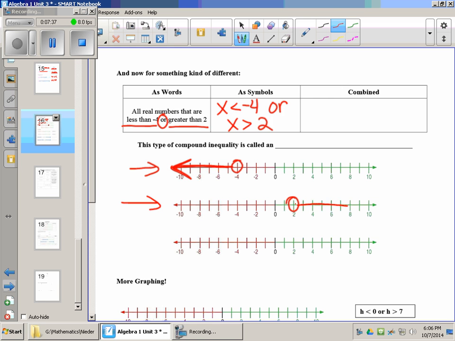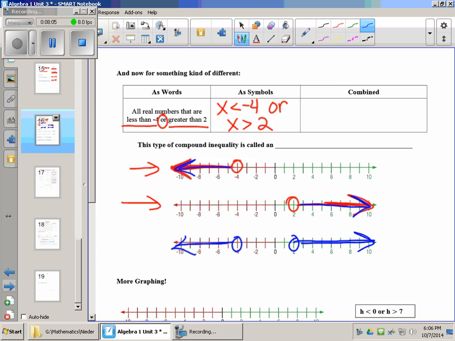Numbers bigger than 2 are to the right, so it's to the right, right? Is there any overlap there? There's not. They don't overlap, but we're saying we want any x number that's in this interval, change colors, so here or here, so it can be any of those numbers. So we really just want those together. So we're saying we want these numbers or we want these numbers.